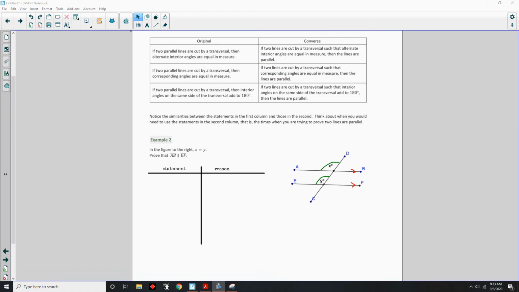Here's my statement reason set up. The first thing I can say is x equals y. Reason: given. Then I can go right and say segment AB is parallel to segment EF. Why? If two lines are cut by a transversal such that a pair of corresponding angles are equal in measure, then the lines are parallel. See how quick and easy that is now? Two steps, boom, given, statement, reason, done.